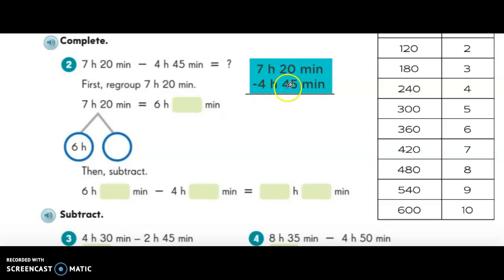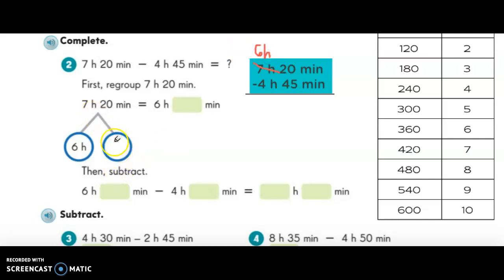So here is our setup. And this is how I would like to see you do it when you're doing your assignments. So put it one on top of the other like you typically subtract, okay? Now what they're showing here is the regrouping, okay? So I'm going to show it in both spots. So we can't take 45 away from 20 minutes. So we need to regroup an hour. So we're going to take an hour from this 7 hours and we'll be left with 6 hours.